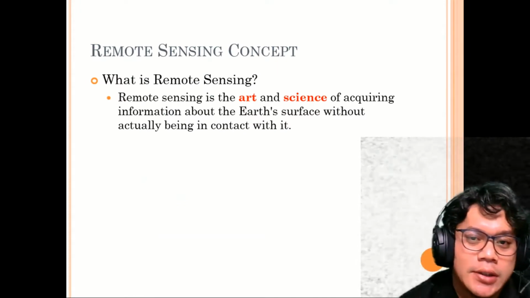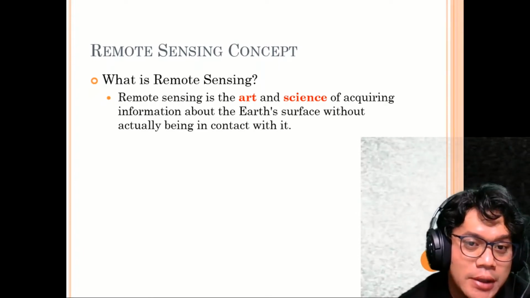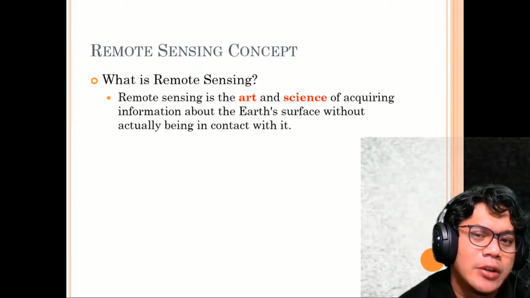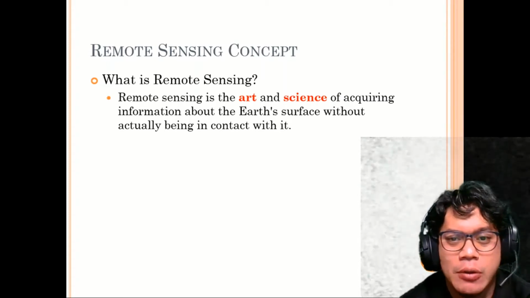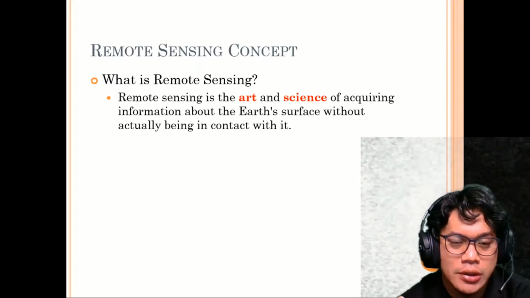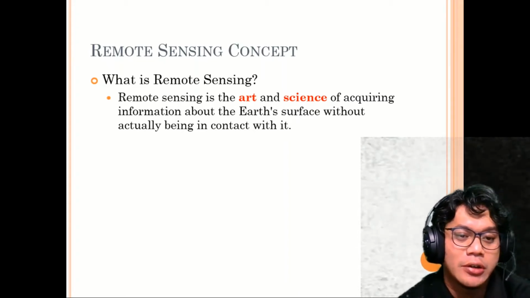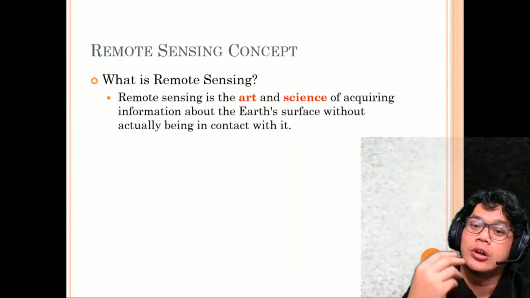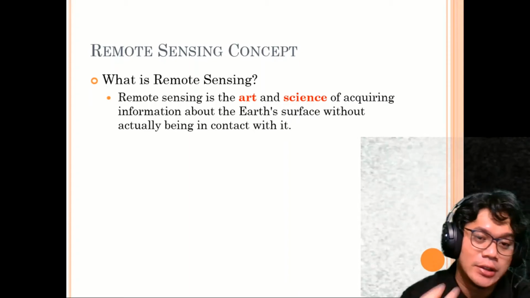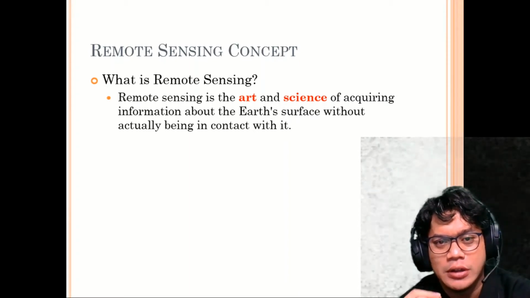It is basically the art and science of acquiring information about the Earth's surface without actually being in contact with it. And what does it mean to have no contact with it? When we do data collection or acquisition the normal way, we have to go to the ground and take samples physically, with the physical touch of human beings, machines, or something like that. But for remote sensing, we don't really do that.